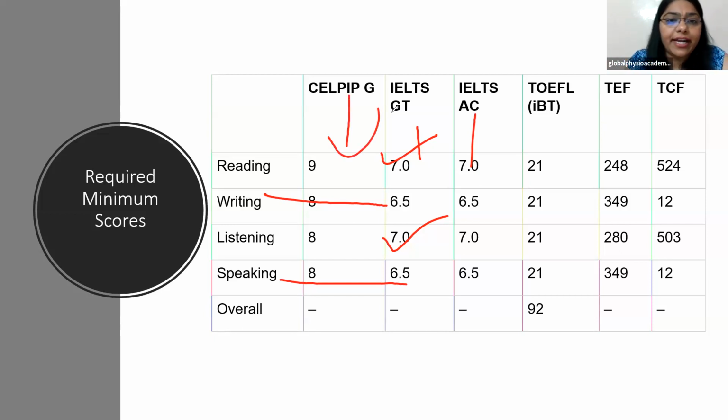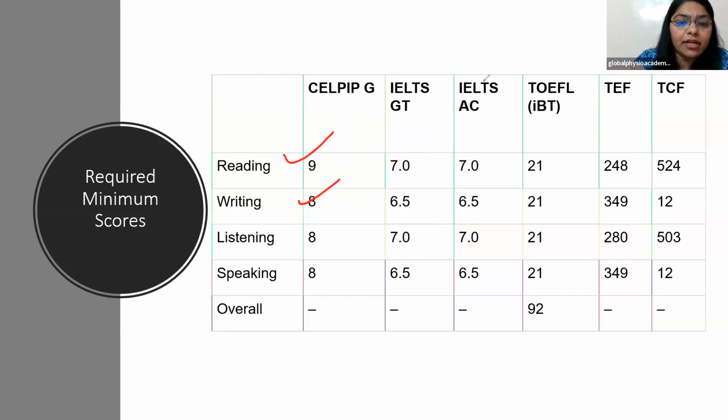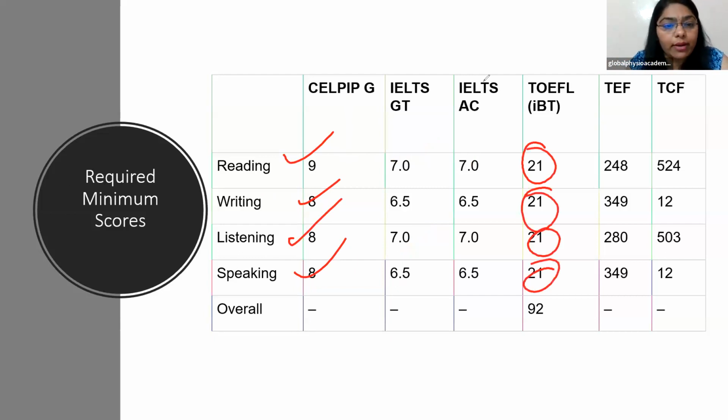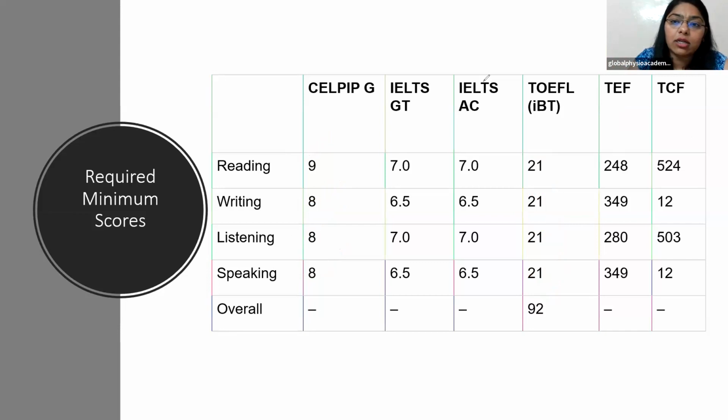Another is the Canadian English Language Benchmark: reading 9, writing 8, listening 8 and speaking 8. TOEFL: 21 for all the four components, and this is the French minimum marking. Any one test you can give. Without this test result you are not getting your credential document, but you can submit your documents in between.